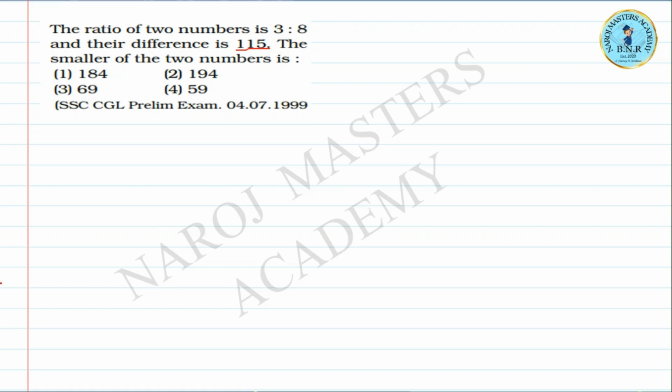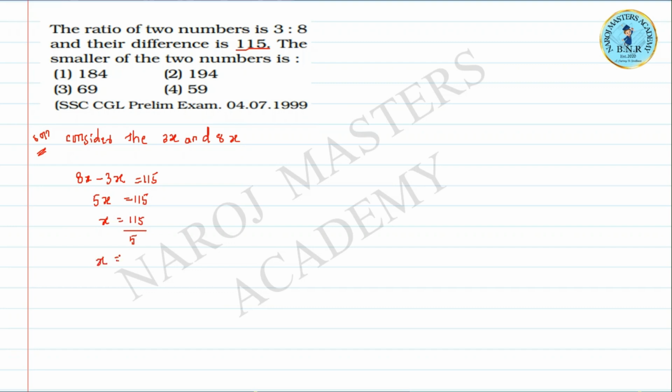So see here, consider the numbers. It is in the ratio 3 is to 8. Just consider it as 3x and 8x. So writing an equation from highest to lower number, 8x minus 3x. What is the difference between the two numbers? 115. 5x is equal to 115. So what is the value of x here? 115 by 5.